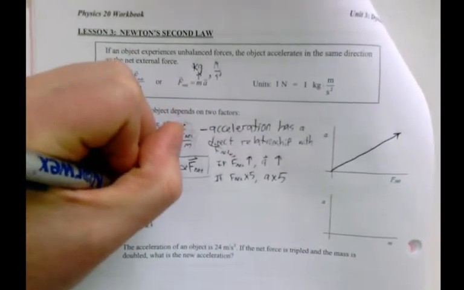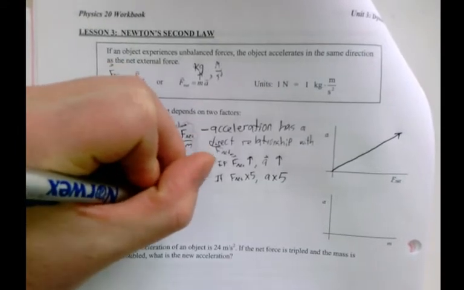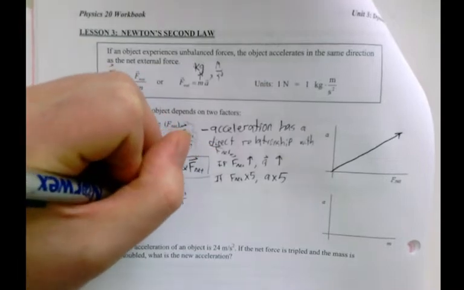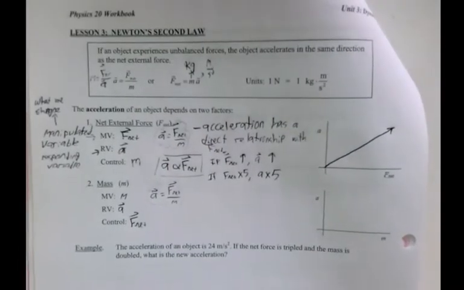So now we don't have both of these quantities in the numerator. Acceleration is in the numerator, whereas mass is in the denominator.